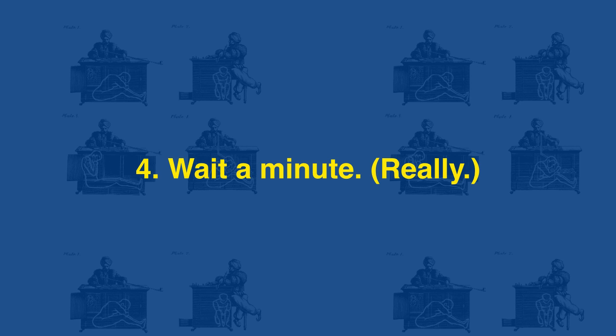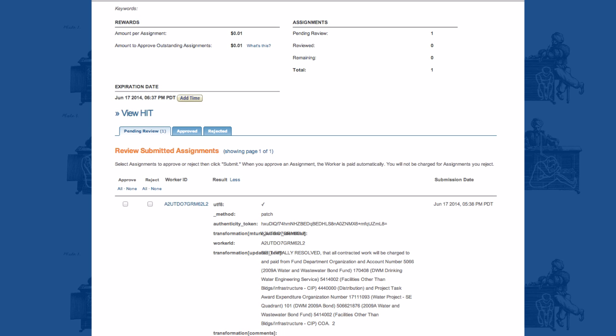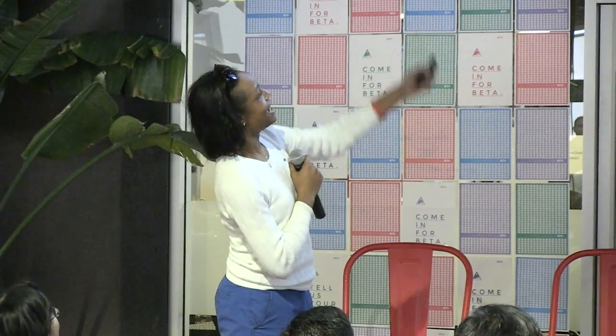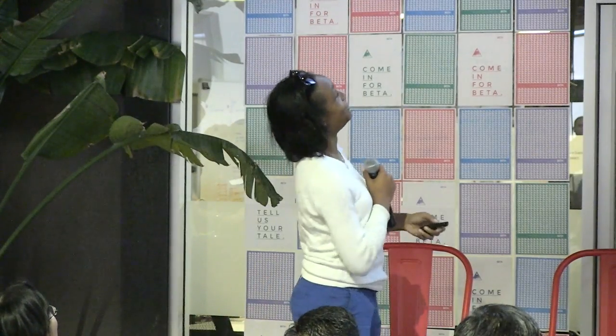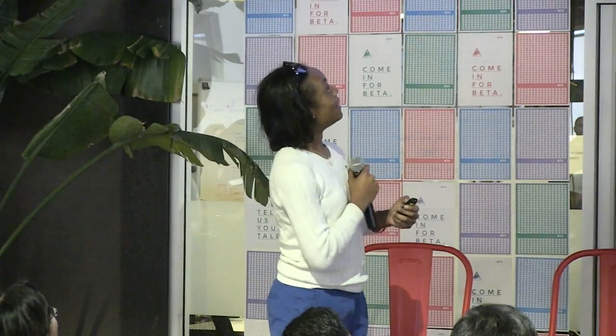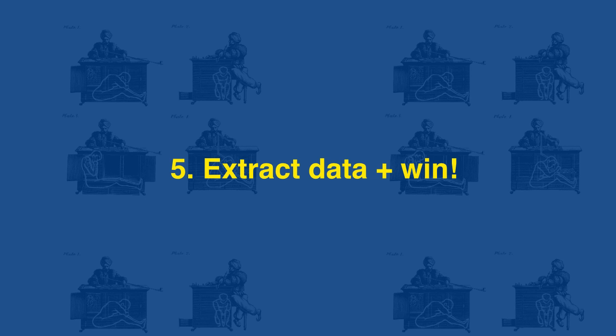Then you wait a minute, literally. It's funny, because with these types of tasks, I posted one, and a minute later somebody had claimed it, worked through the information, corrected the data, and submitted it. That's one of the corrected tasks right there. If you look at the timestamps, it's literally a minute from when I posted it to when somebody claimed it and did the work. Then you can just extract the data and win from there.